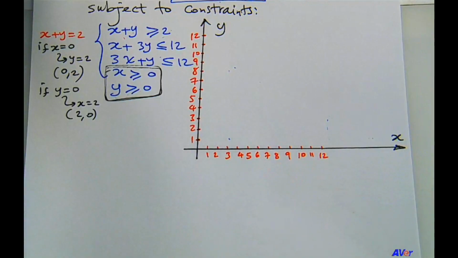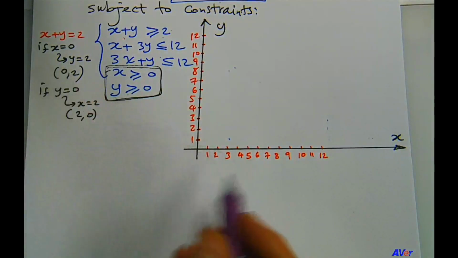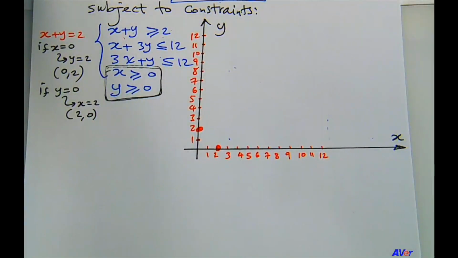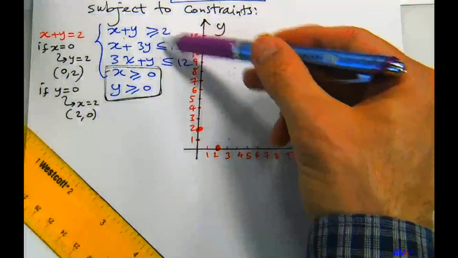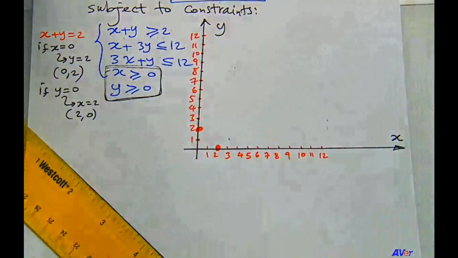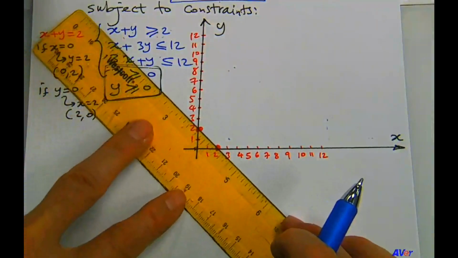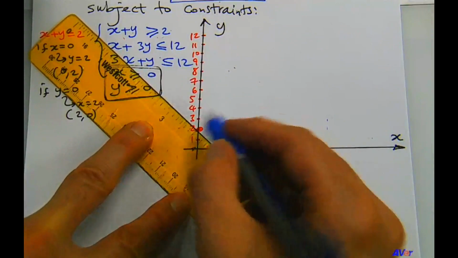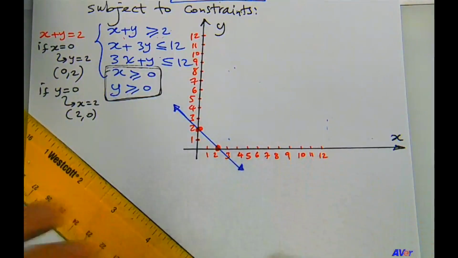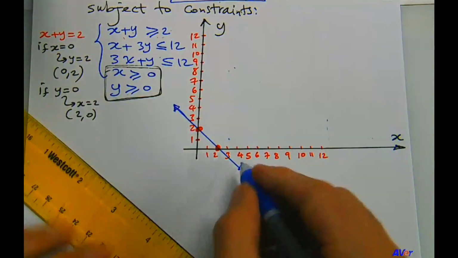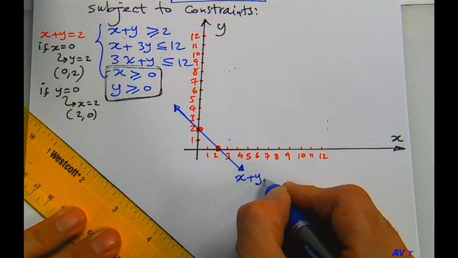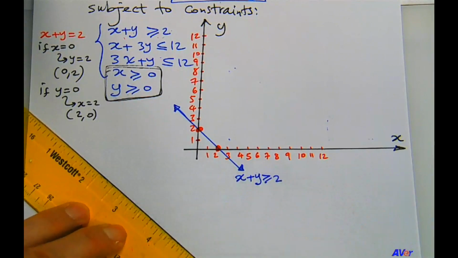Like that. Okay, so let's plot 0, comma 2 and 2, comma 0. 0, comma 2 would be there. 2, comma 0 would be there. And these are all solid lines, right? Because we have equality, equality, equality. So let's connect those 2 points like that. And I'm going to write down next to this the inequality that is associated with this boundary line, which is x plus y greater than or equal to 2.